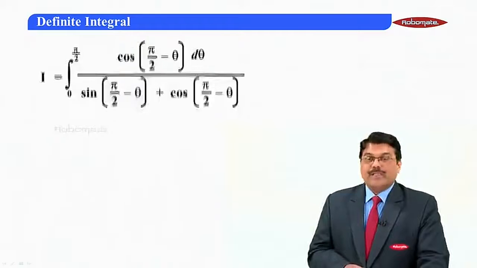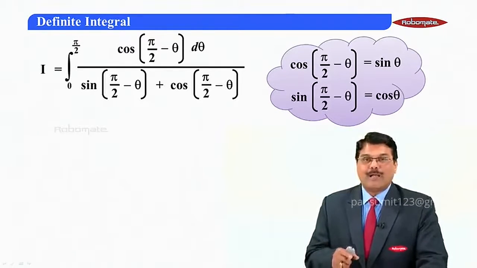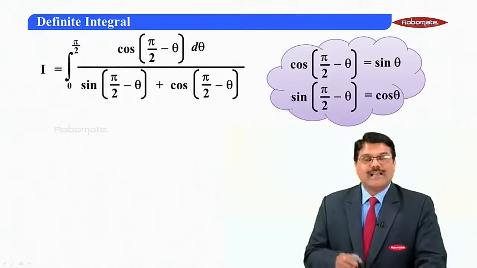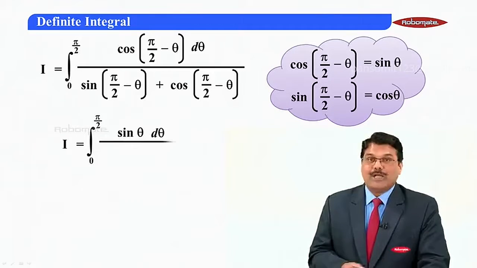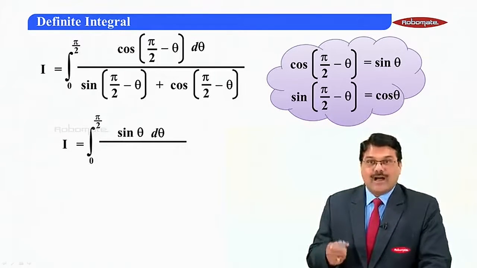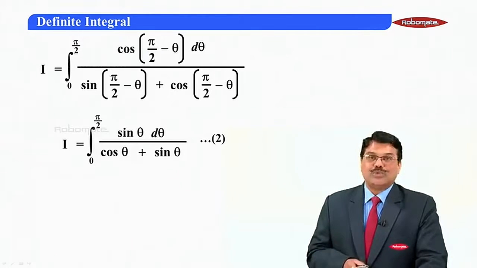Now here we'll take the help of allied angles. Since we know cos of pi by 2 minus theta is sine theta and sine of pi by 2 minus theta is cos theta. So I'm substituting that, integration I goes from 0 to pi by 2, it becomes sine theta upon cos theta plus sine theta. Let us give the expression 2 to that.